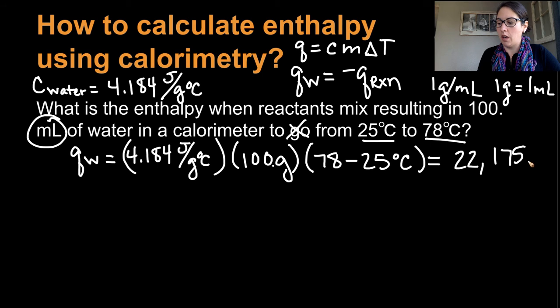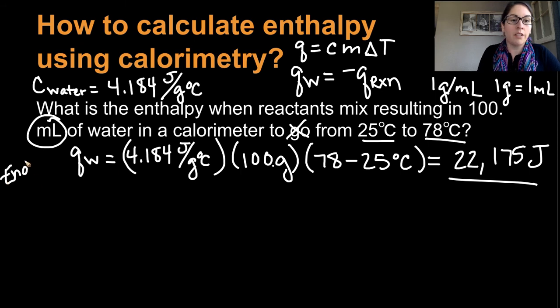So when I calculate all of this out, I end up getting a value of 22,175 joules. Okay. Now that is for the water itself. That's how much energy the water was absorbing. And so we know that this is an endothermic process. And the water was absorbing that heat that was given off by the reaction.